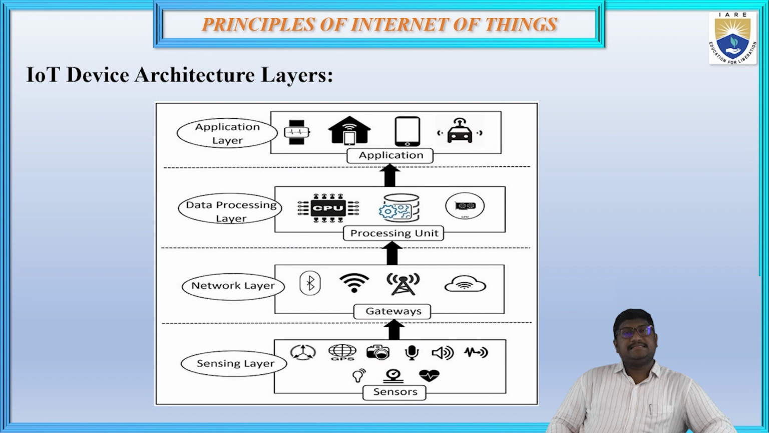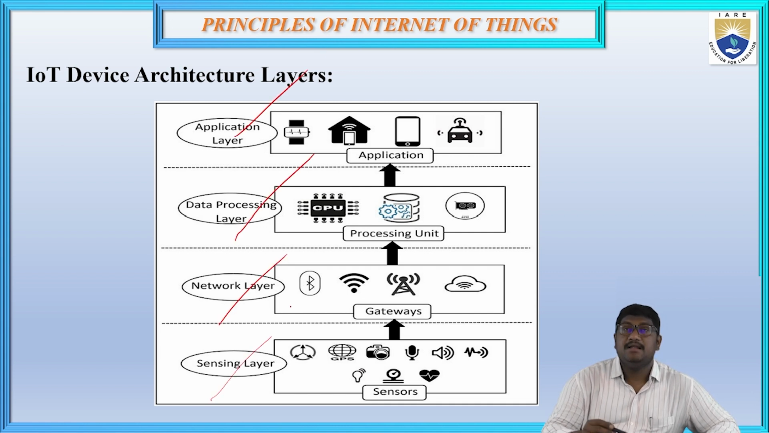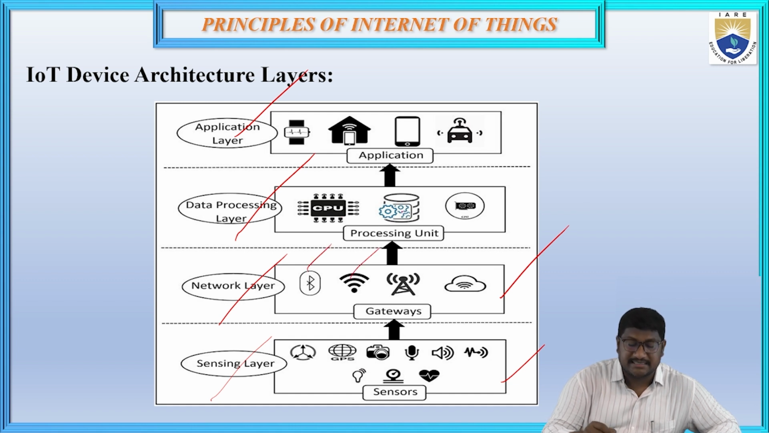And IoT architecture layers. What are the different kinds of IoT architecture layers which exist? There are 4 different kinds of layers: application layer, data processing layer, network layer, and sensing layer. In the sensor layer, we have n different kinds of sensors which are placed. Coming to the network layer, there are n number of gateways which are utilized, either Bluetooth, Wi-Fi, cellular network, or cloud. All these gateways are utilized in the network layer for transferring the information which is grabbed by the sensors. And that information will be sent to the data processing layer.